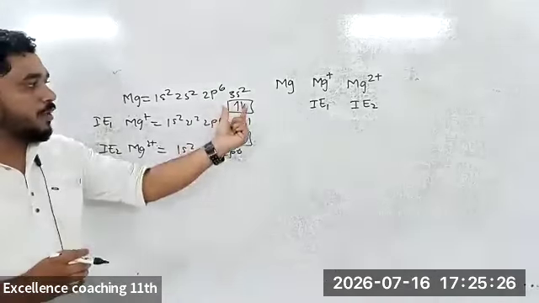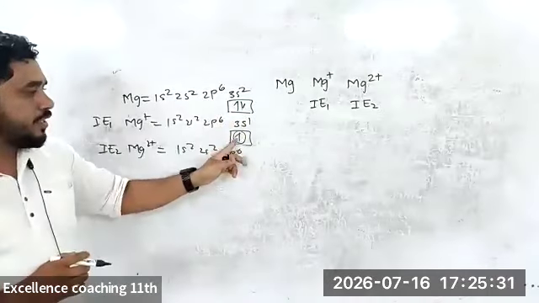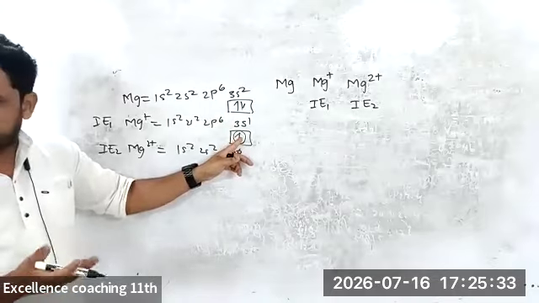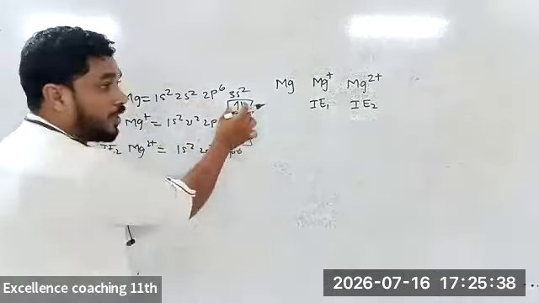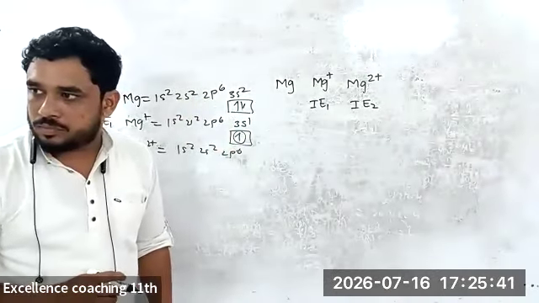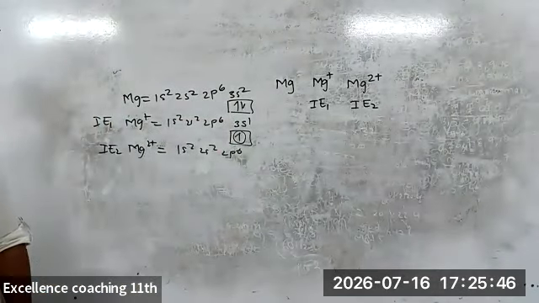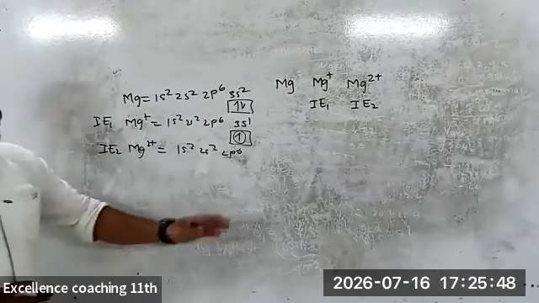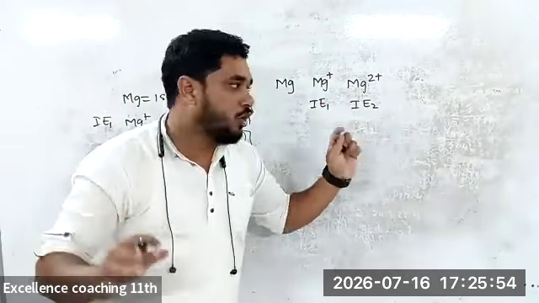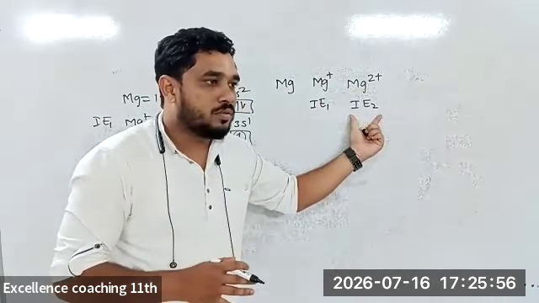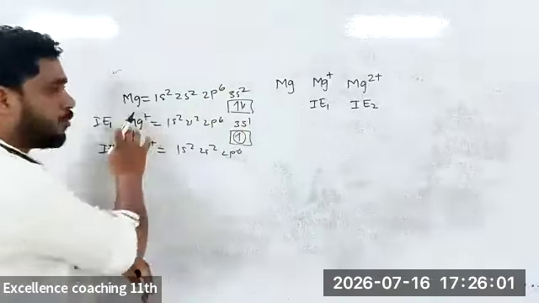And how? First thing, this is paired, fully filled. You are removing this. Okay, still if you are saying this one, you think more energy will not be required here. So automatically IE1 should be less, right? Because you are removing from a paired one. So I'm asking, who will require more energy? You all told me IE2 will be more. I am saying IE1 will be more.